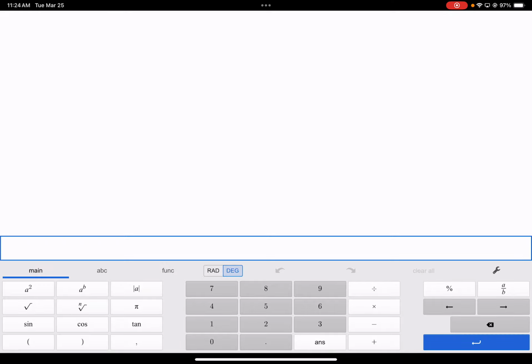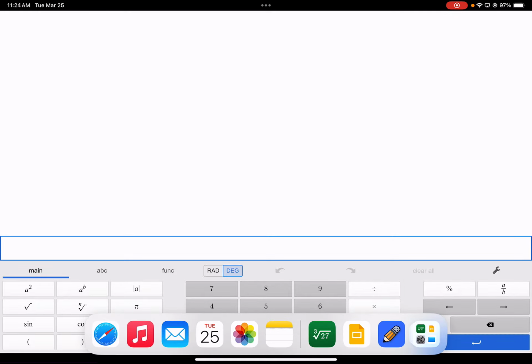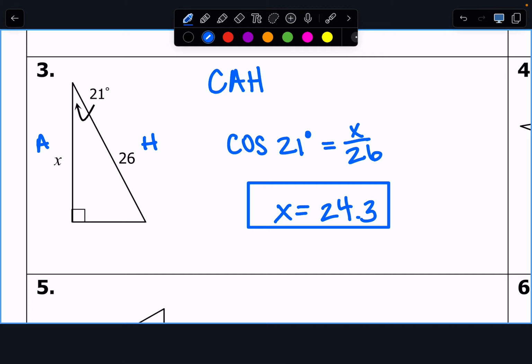If you take your iPhone and flip it on its side, your iPhone also has it. I think most phones do. The trick is sometimes it doesn't ask you to type it in the same order as this one. So if you want to mimic this calculator, I'll put the link to the Desmos calculator for you. Or you could look up Desmos online and choose the scientific calculator.